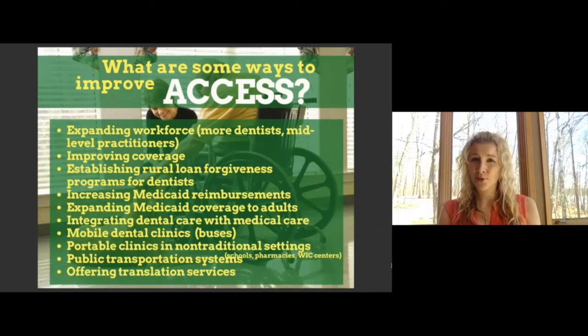So what are some ways to improve access? There's a lot of them. First, expanding the workforce. More dentists, more mid-level practitioners like dental therapists. Improving coverage. Establishing rural loan forgiveness programs for dentists to encourage them to move to areas where there might be a shortage of providers. Increasing Medicaid reimbursements. Expanding Medicaid coverage to include adults as well. Integrating dental care with medical care.